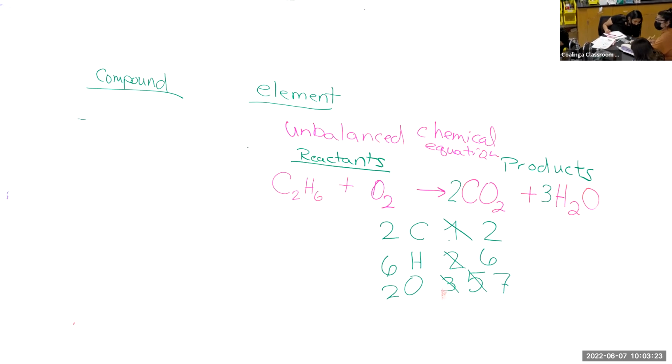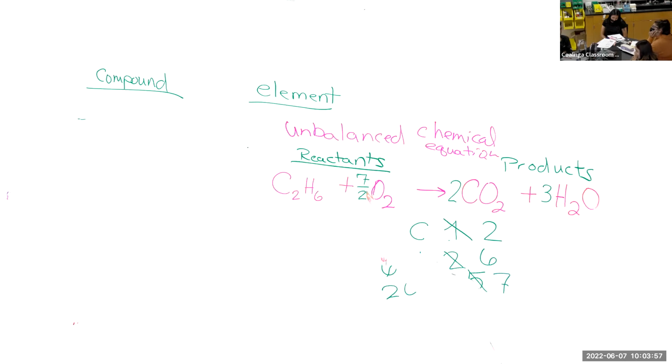But my carbons are balanced, are they not? My hydrogens are balanced. It's just my oxygens. Let me look over here. What can I multiply and get 7? 7 over 2, you said? Because you have to put parentheses and put the 2 on the outside, right? No, you can't change this, right? Doesn't 7 halves times 2 equal 7? No.